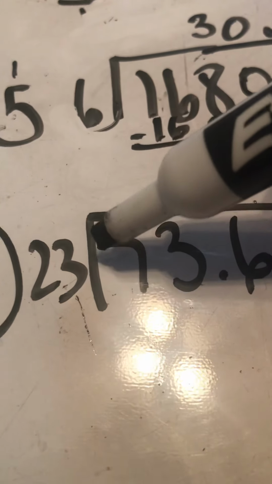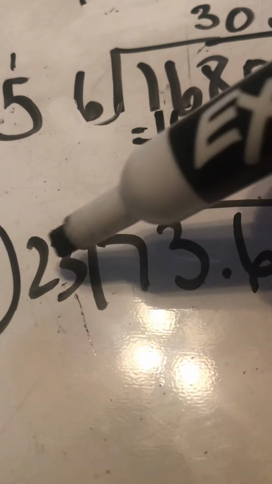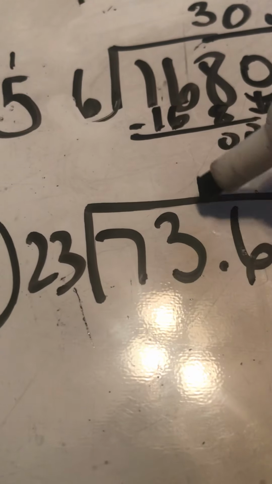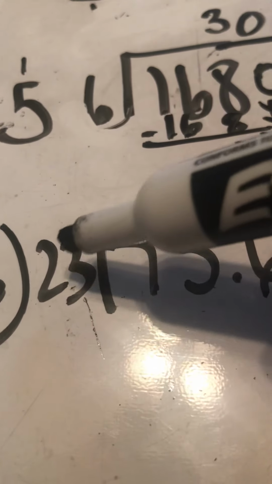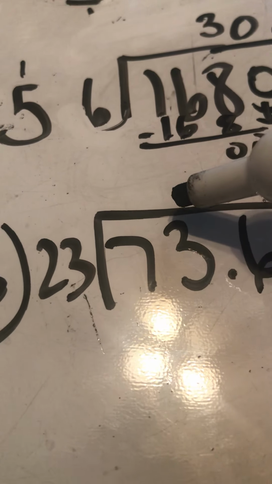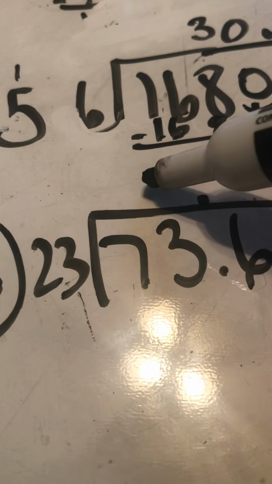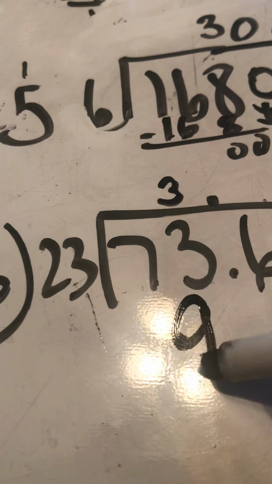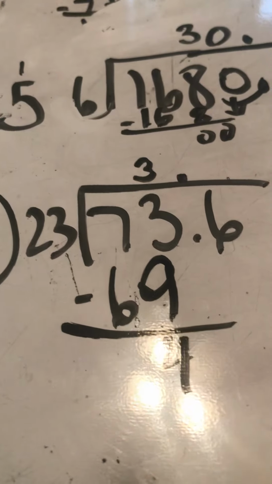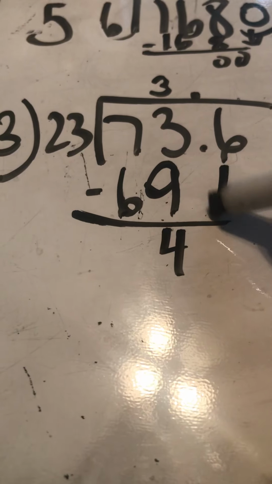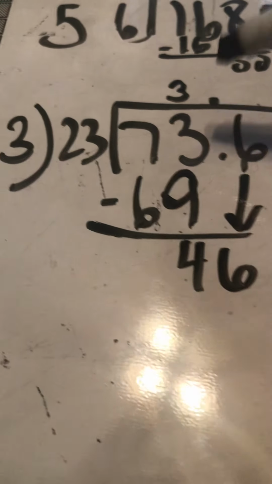So next up we have number 3. We do not have a decimal here in the divisor. We just have it in the dividend, so we're going to bring it straight up. 23 goes into 73. What do you guys think? 3 times? 3 times 3 is 9. 3 times 2 is 6. When we subtract, we get 4. You're going to bring down your 6, all right?